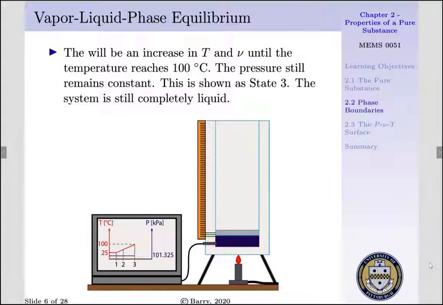As we add more heat, we'll have an increase of our temperature and our specific volume until our temperature reaches 100 degrees centigrade, our boiling point. The pressure still remains constant throughout the entirety of this process, and this is shown as state 3. The system is still completely in a liquid state. We do not have the presence of any vapor.